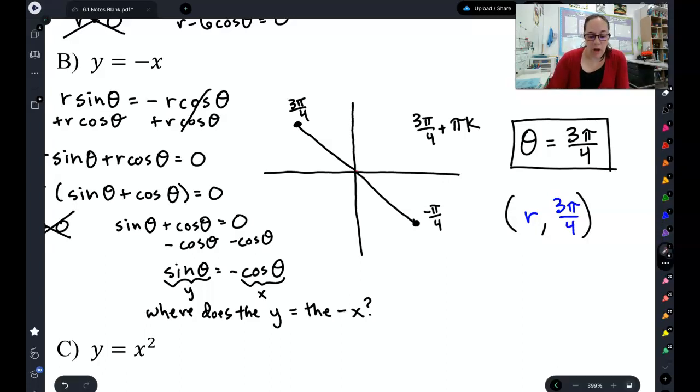So if r is positive, that gives us this part of the graph. And then if r is negative, that takes us across the circle to give us this part of the graph. So at the end of the day, theta equals 3 pi fourths is the same thing as the y equals negative x line.